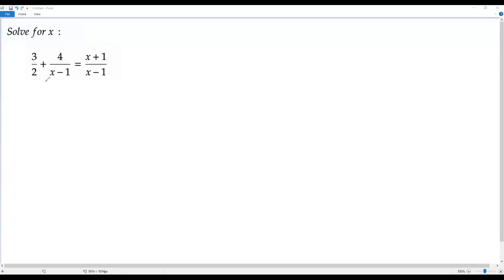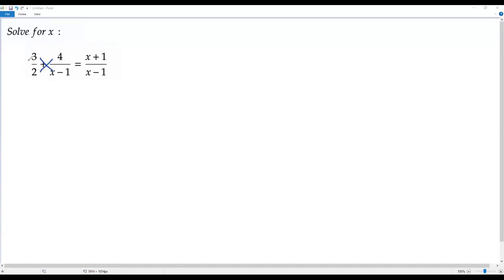Whenever I want to do addition or subtraction between two fractions, I must have the same denominator. If both the denominators over here are numbers, I can get the least common denominator. But here, the second denominator contains a variable. Okay, how do we add these two fractions? For that we can apply the cross multiplication method.